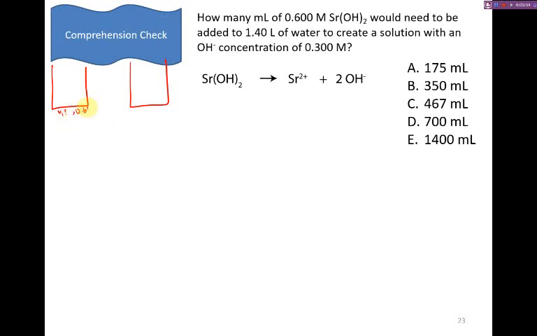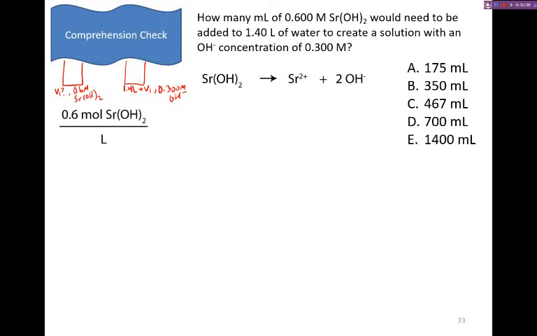We know that we've got 0.6 molar strontium hydroxide. I think I'm going to run out of room here. Let's make these beakers a little bit smaller. 0.6 molar strontium hydroxide. Our final volume is going to be 1.4 liters plus volume 1, and this is 0.3 molar hydroxide.